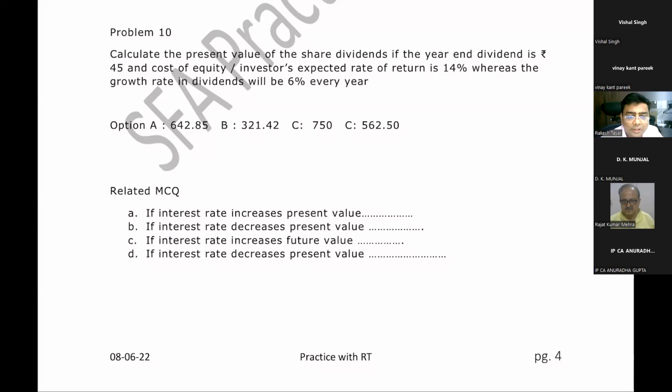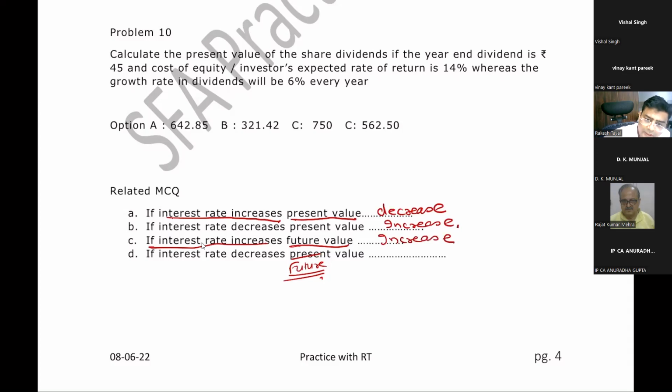The first question is right. Second is just reverse. So you need to take care of what he's asking. Or this one is the future value. So if interest rate increases, present value decreases. If interest rate decreases, present value increases. If interest rate increases, future value increases. And if interest rate decreases, then future value decreases. Clear?